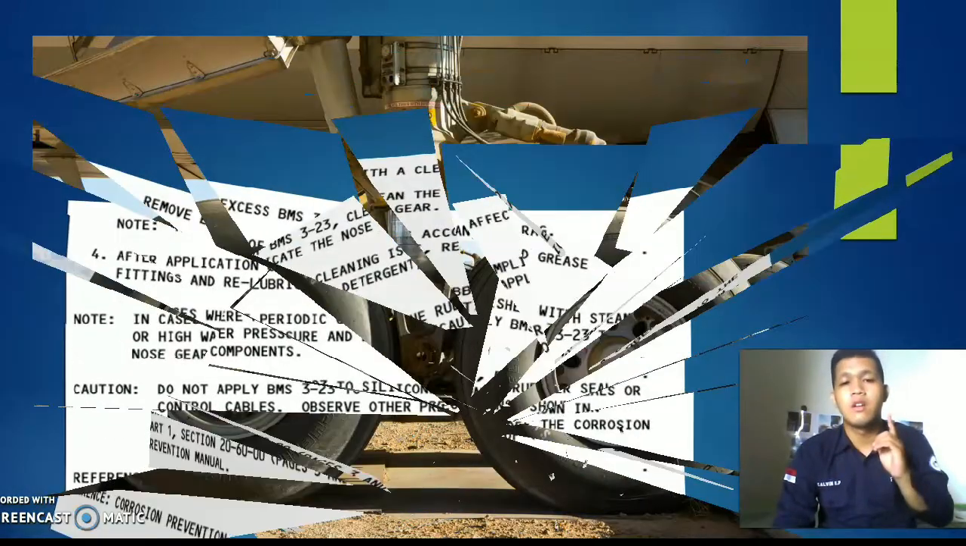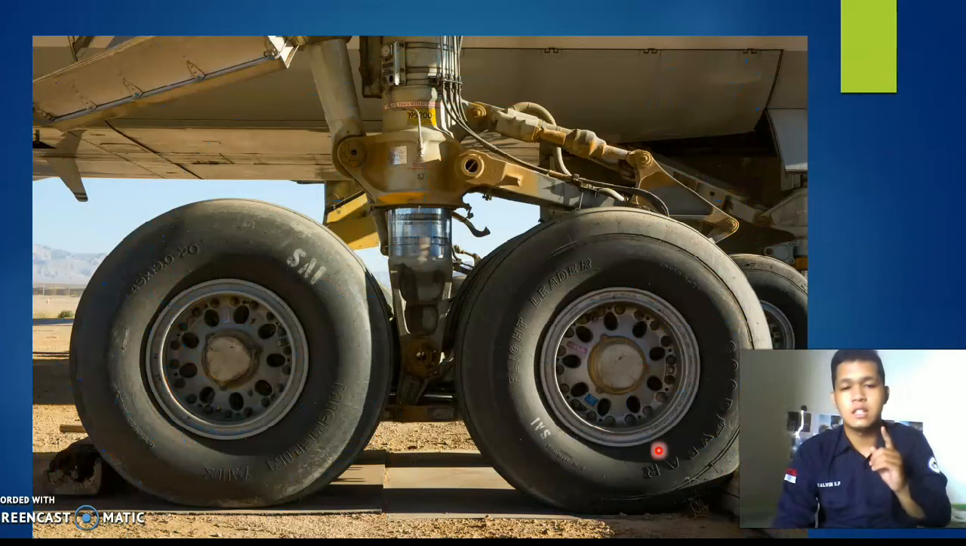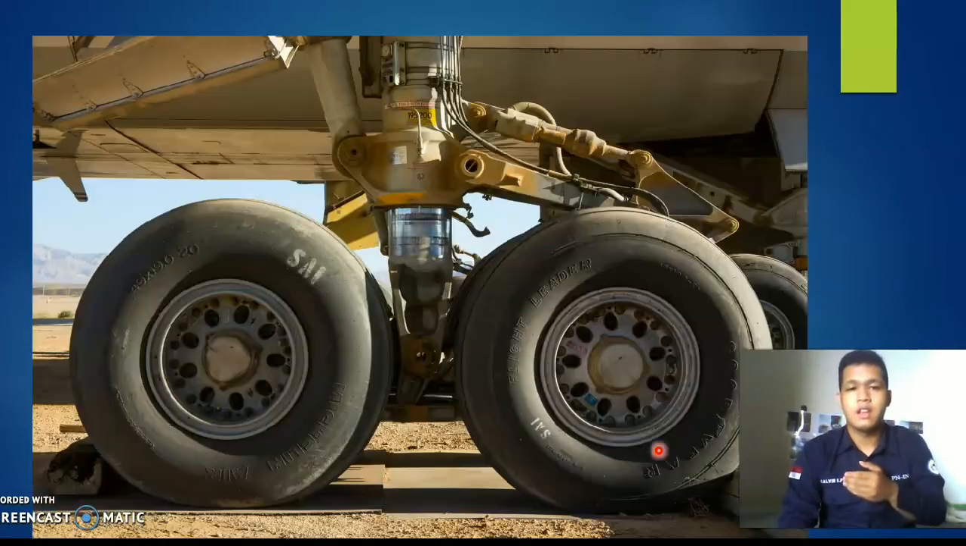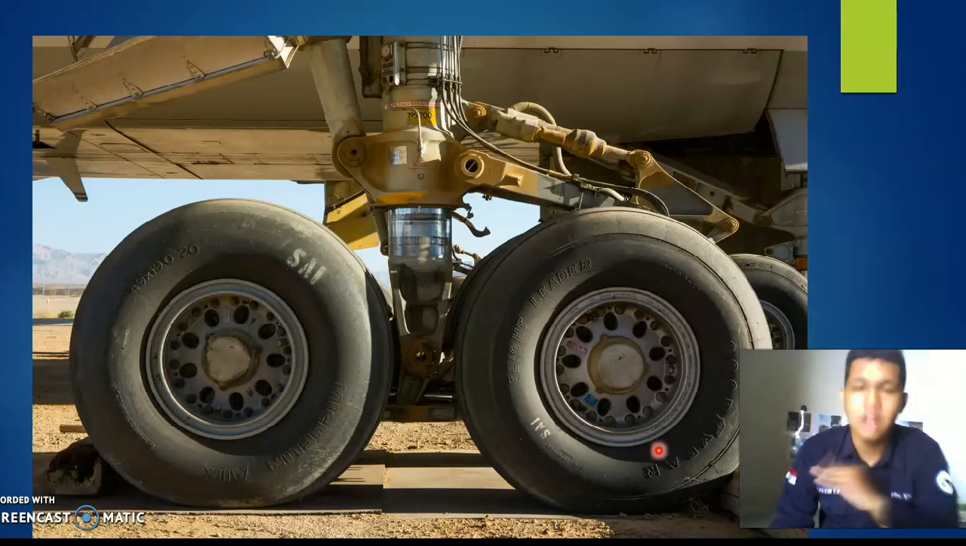But this is what corrosion is. This is an example of corrosion in the landing gear. You can see the different color, that is corrosion.